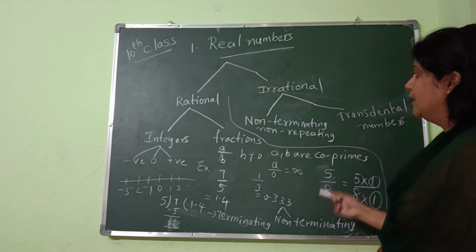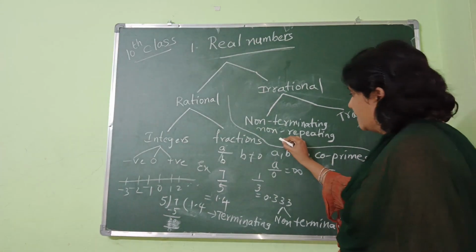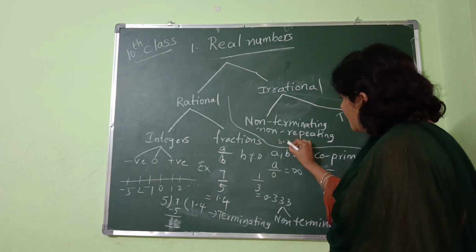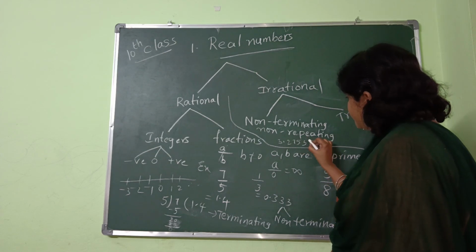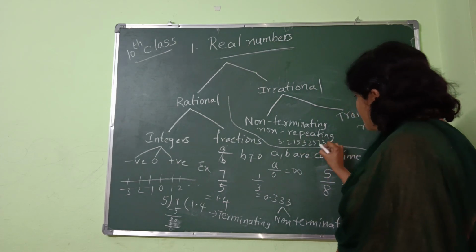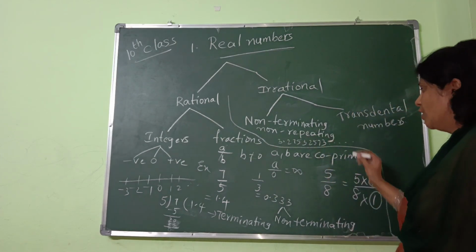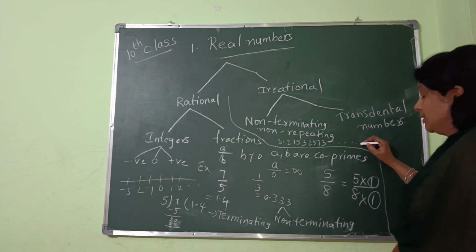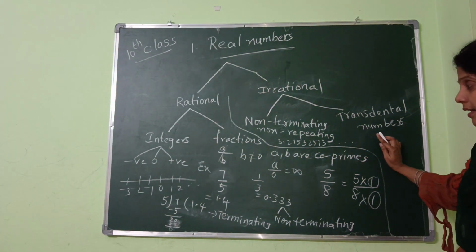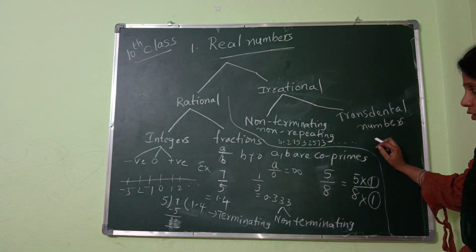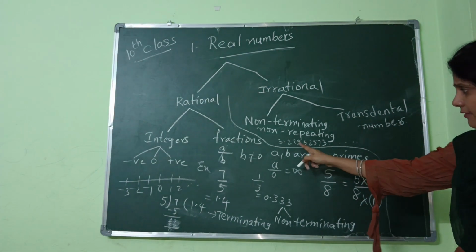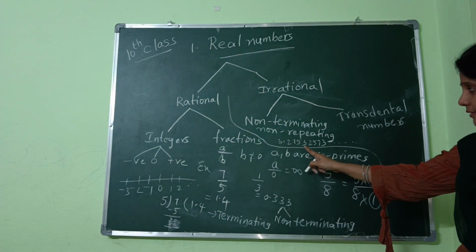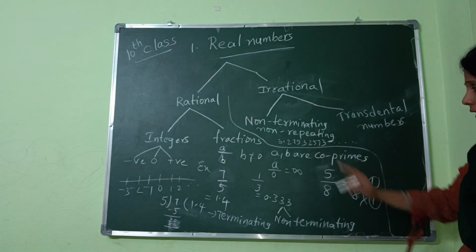So non-terminating, non-repeating decimals. Suppose let us look at this number. How is this number looking? It is not terminating at all. If we see the dots, it means it is not terminating. So at least is it repeating? No. Look at the digits 2753. After 2753, again it should come 2753.